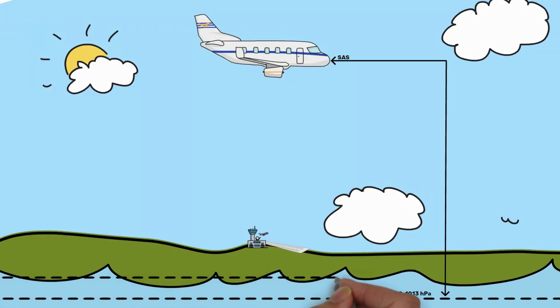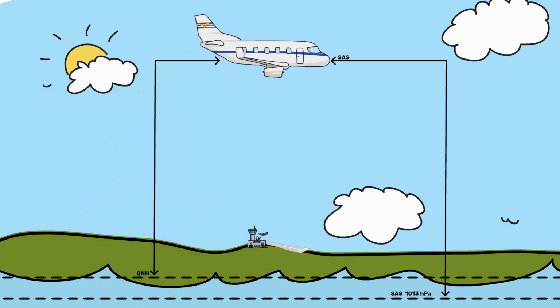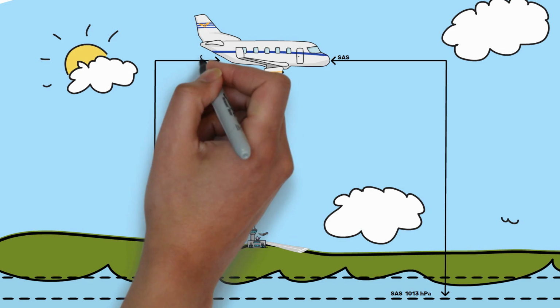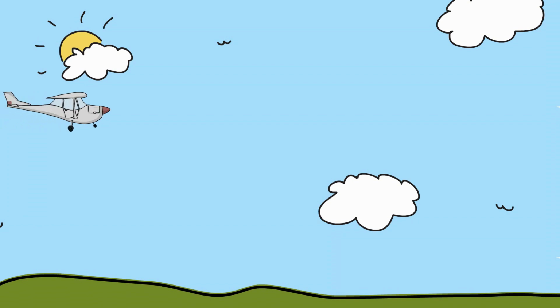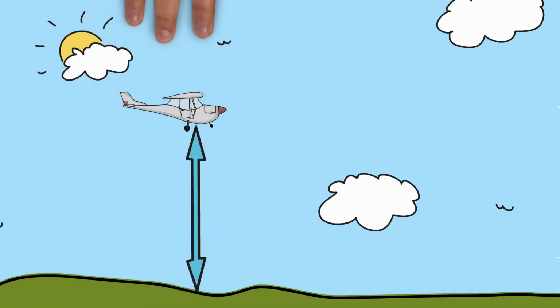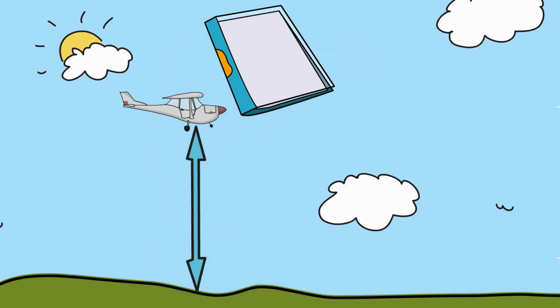Not to get you confused with SAS, but QNH is also associated with air pressure at sea level. But where SAS is the average sea level air pressure, QNH is the air pressure at sea level at that time, which means QNH can change as the air pressure moves.